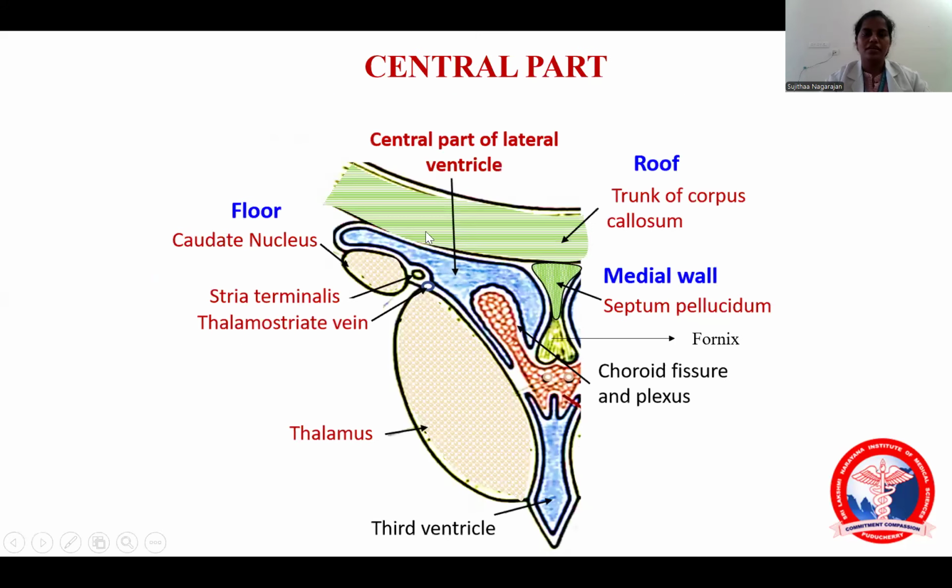So we can see the central part here. Roof is formed by corpus callosum. Medial wall is formed by septum pellucidum. So floor we can see it is formed by caudate nucleus, stria terminalis, thalamostriate vein, and the thalamus and the choroid plexus.